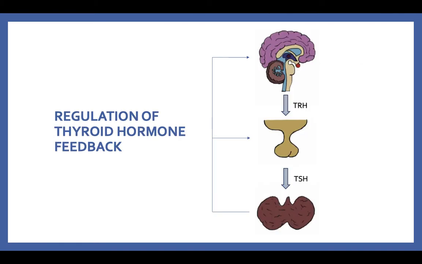Now we have the regulation of the thyroid hormone feedback. So this is mainly regulated between three organs. So we have the hypothalamus, the anterior pituitary to be specific, and the thyroid gland. So now when we want the T3 and T4 hormones to be produced, we need the hypothalamus to secrete thyrotropin releasing hormone. This would signal the anterior pituitary to release thyroid stimulating hormone, and this is what helps in synthesizing and secreting T3 and T4.